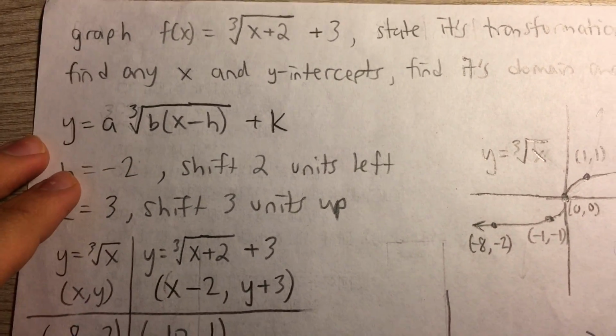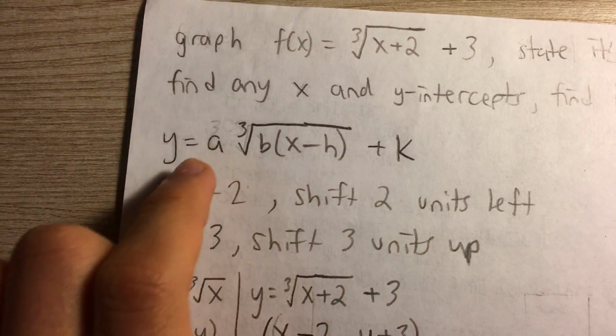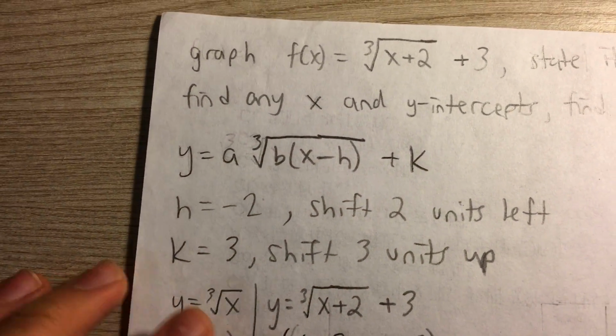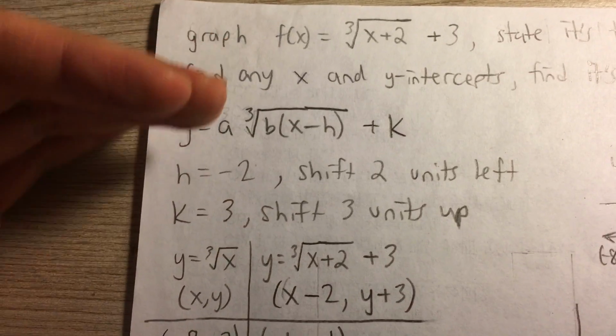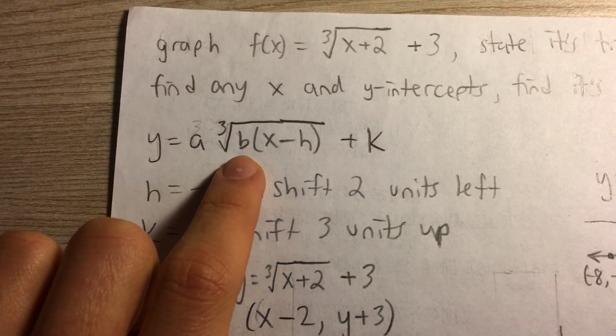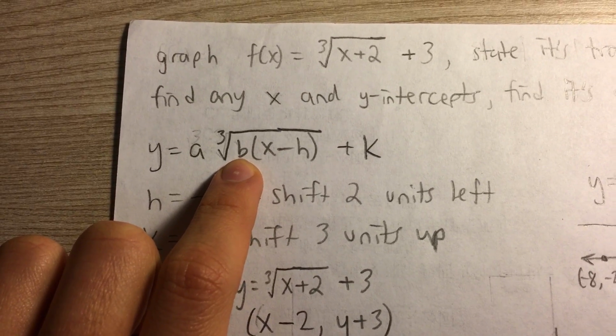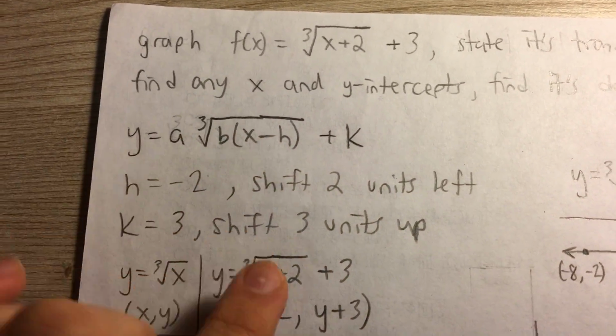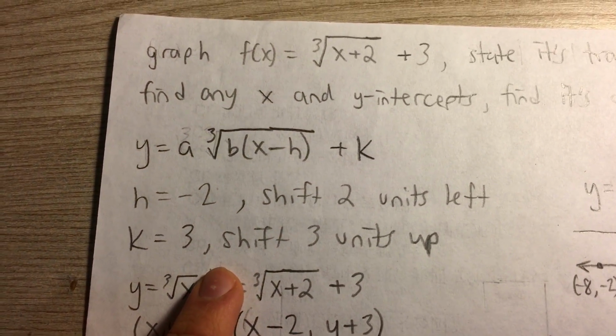Now here is the general form for transformations. I use a, b, h, and k to represent the transformations. a is the vertical stretch, or expansion or compression. b is the horizontal stretch or compression. h is the horizontal shift, and k is the vertical shift.